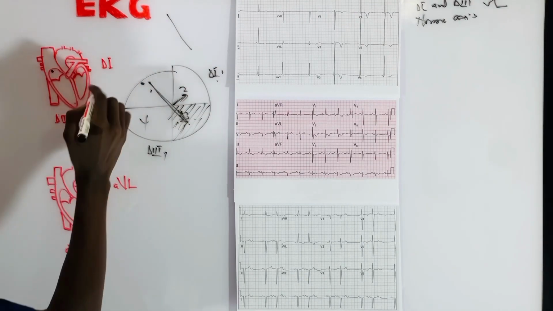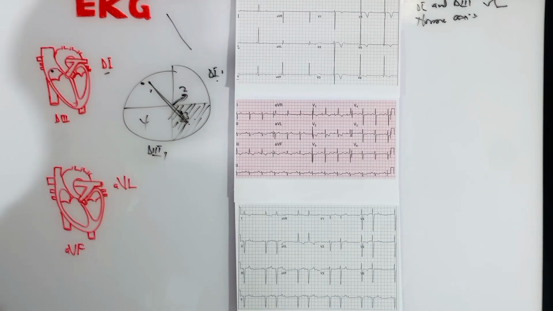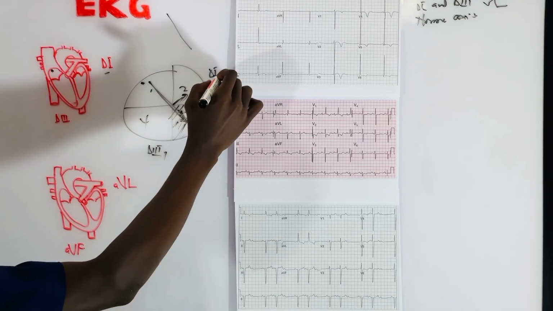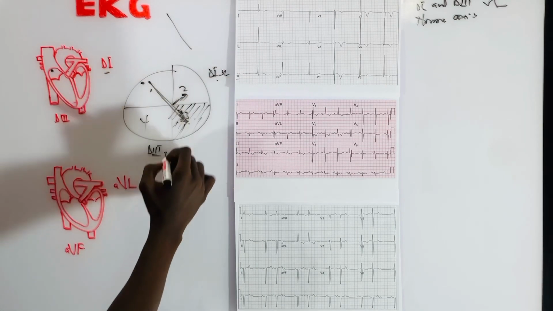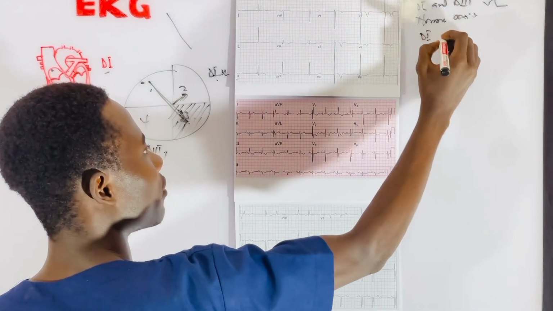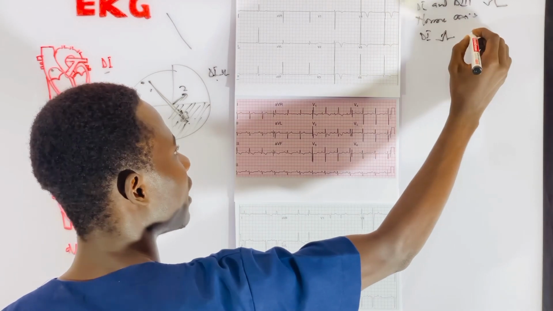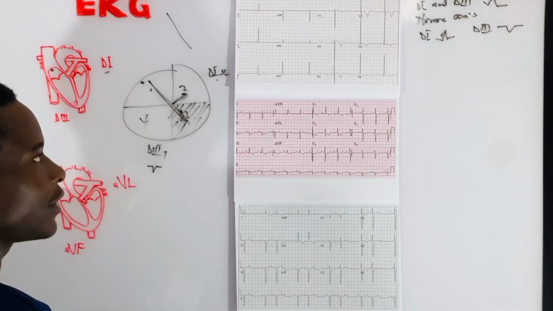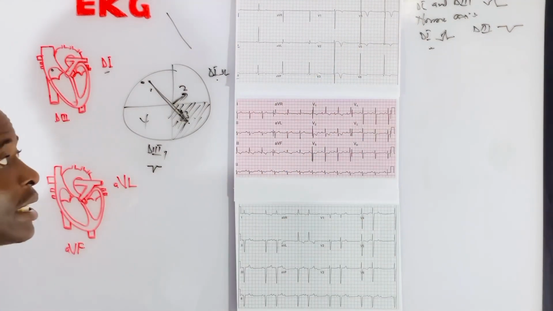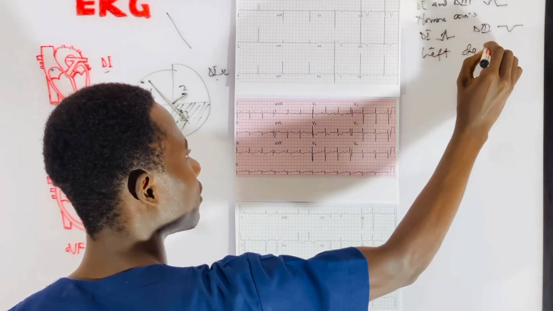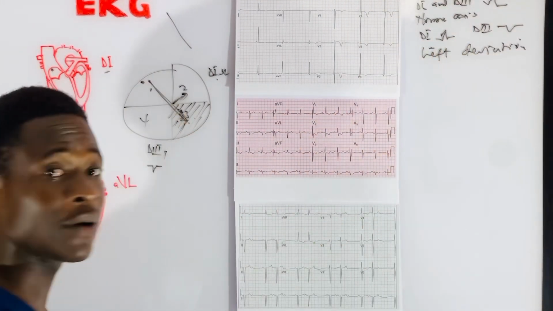And D1, from my first explanation, I said the D1 represents our left side and then the D3 represents our right side. So they will be positive at the left side and negative at the right side. When there's D1 being positive and then D3 being negative, we say the deviation is towards the D1, which is the left. So we call it left deviation. Are we clear with it?